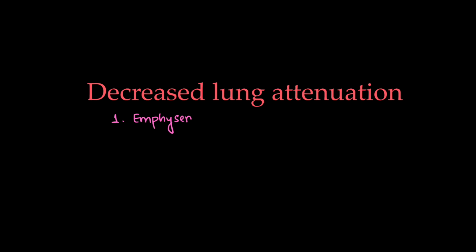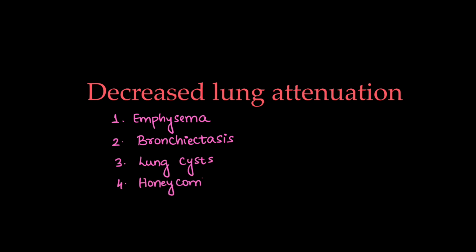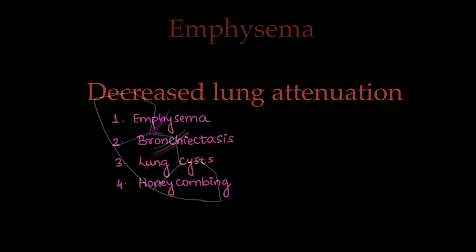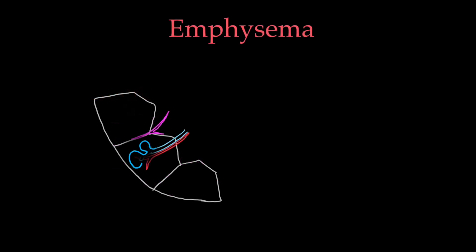In second part of the video, we'll talk about conditions causing decreased lung attenuation. These are emphysema, bronchiectasis, cystic lung diseases, and honeycombing. We'll see in detail. So first we have emphysema.